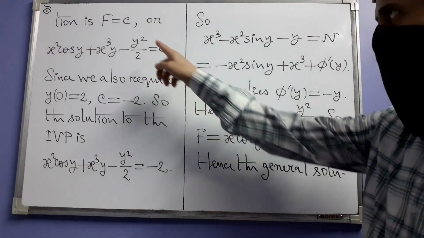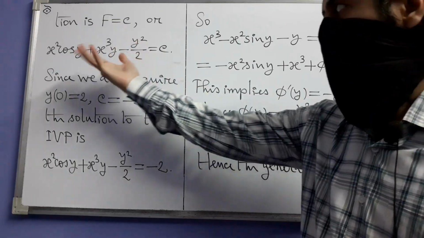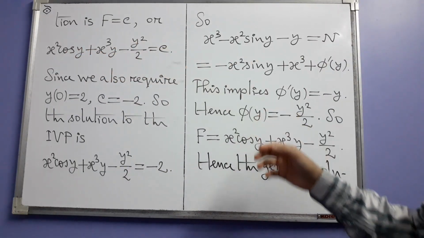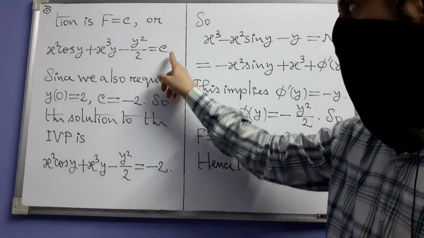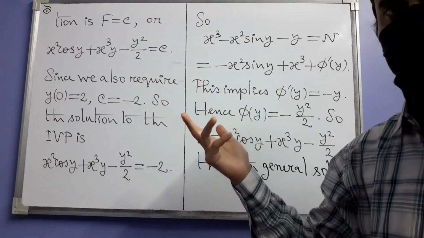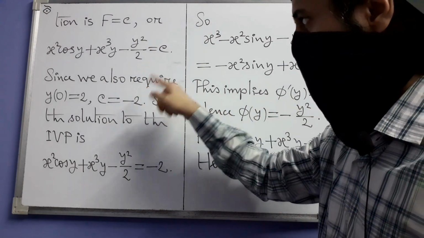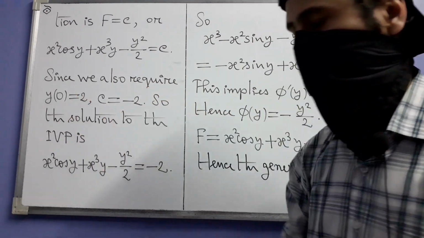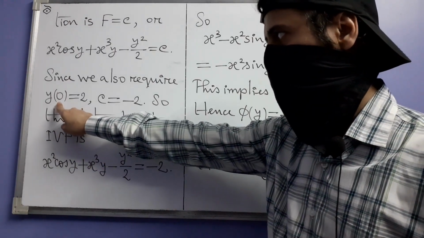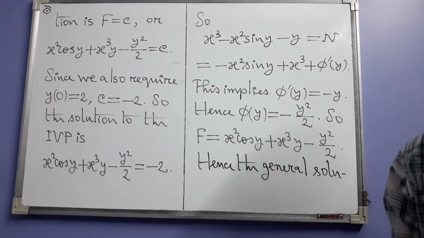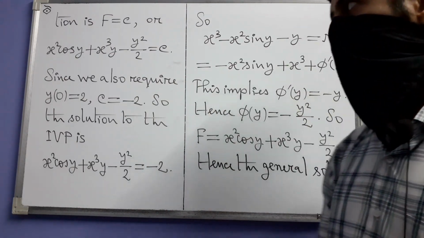Hence the general solution is f equal to c, where c is an arbitrary constant. You have to of course write where c is an arbitrary constant. I am not writing those things. But we also require that this initial condition be true. So that means whenever x is 0, y should be equal to 2. If you use this condition on this equation, what do you get?